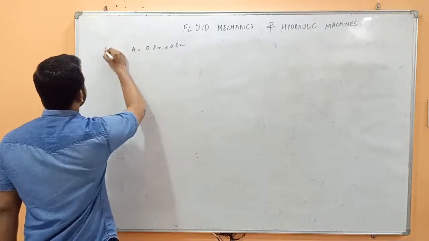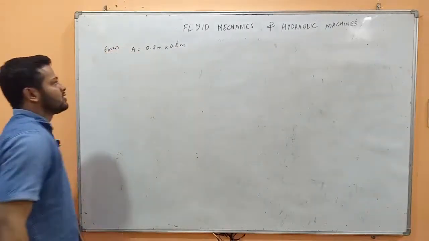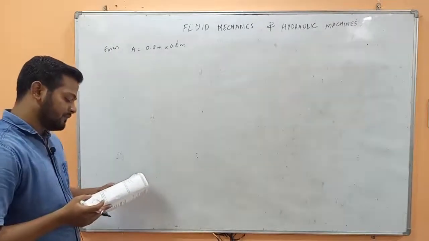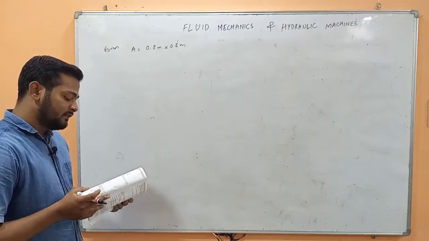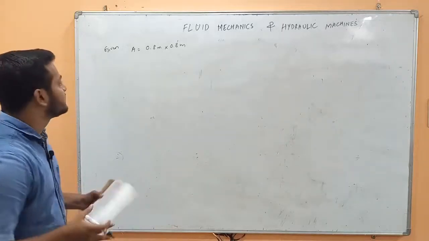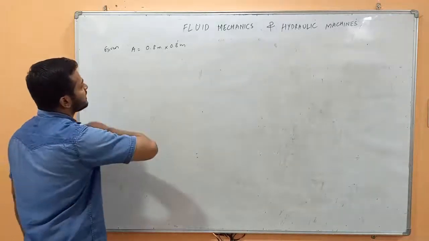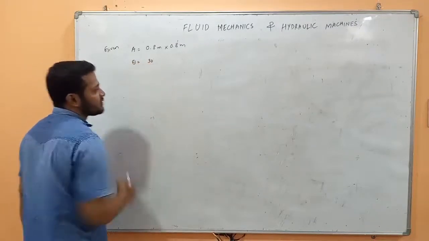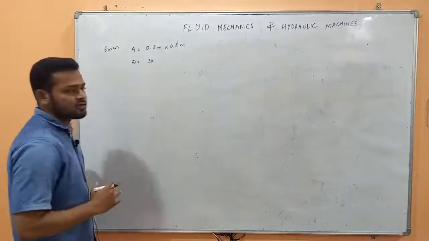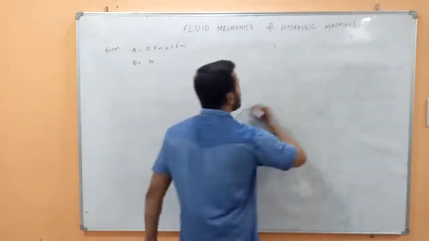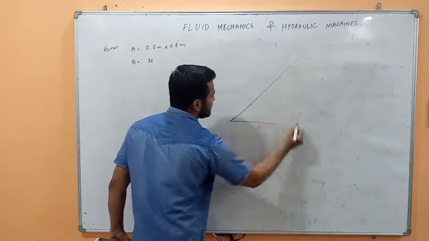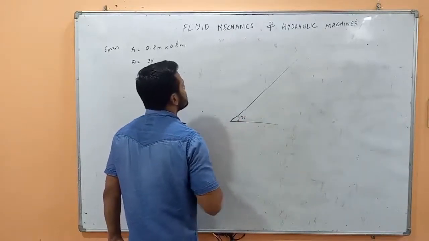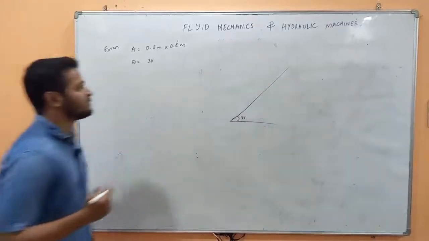I am writing down the given data by reading the question. So there is a plate which has an area of 0.8 meter and 0.8 meter, and it is on an inclined plane with an angle of 30 degrees. So this plate is not on a horizontal surface, this plate is on an inclined plane. So this inclined plane is at an angle of 30 degrees with the ground. So we have a plate on this, not on the ground.